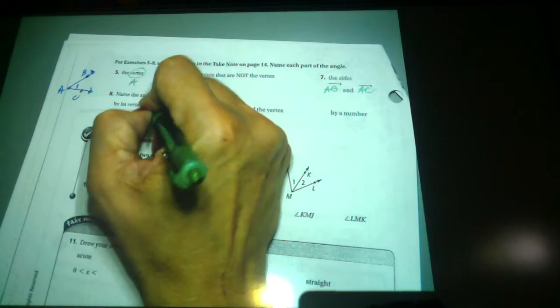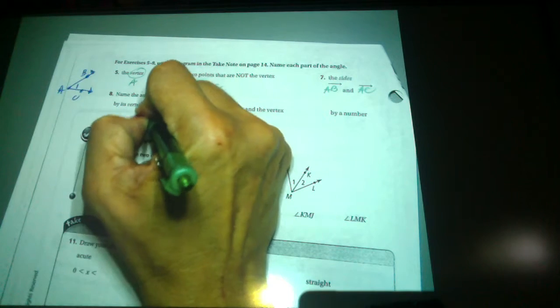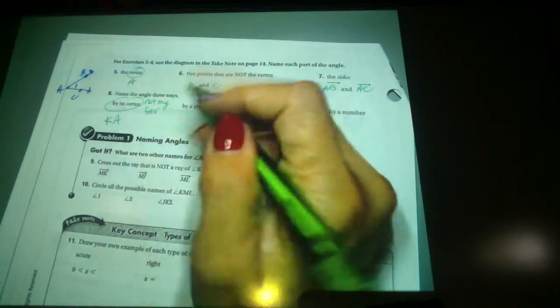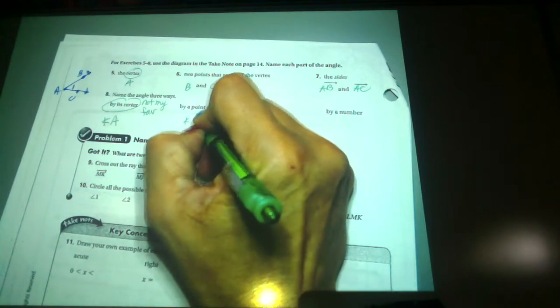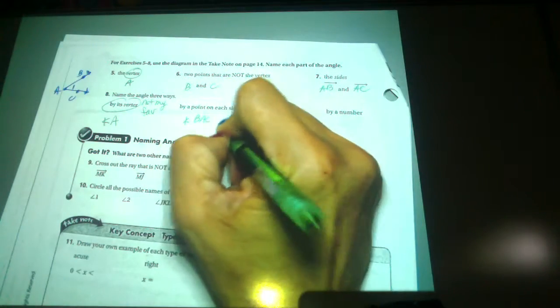Well, you know, I don't like that. Not my favorite. But they want you to put angle A. The only reason why you can do that is it's a standalone angle. And we already did this on the other side, so angle BAC and angle CAB. And then by the number of the angle.